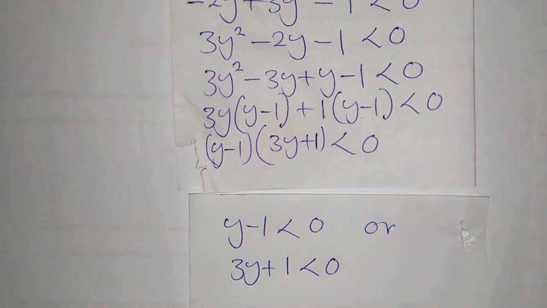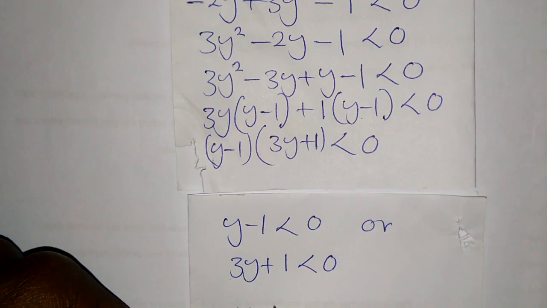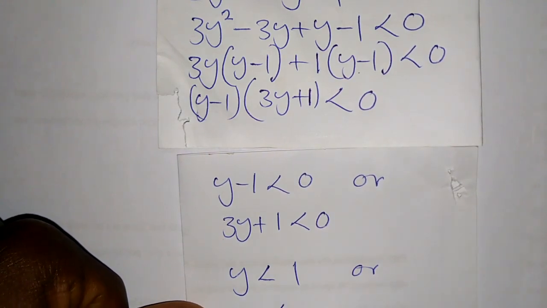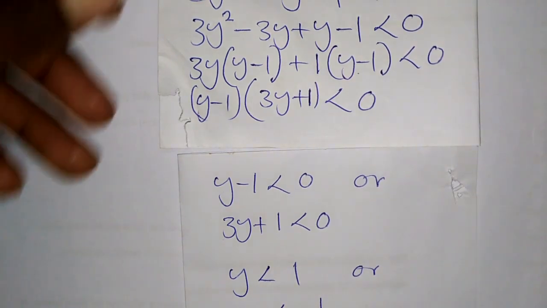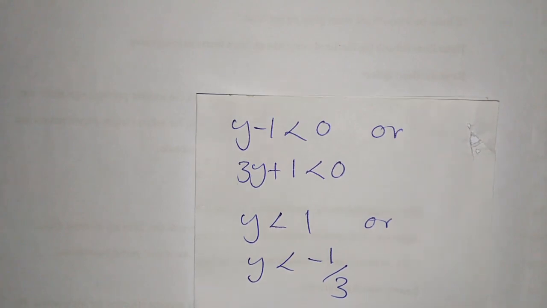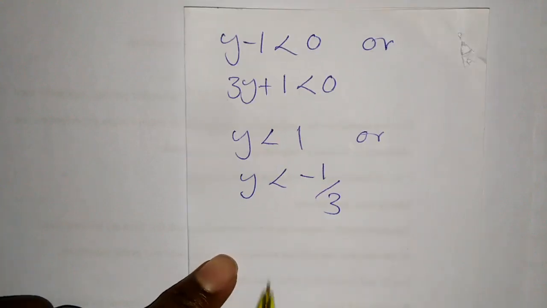Now, we have y less than 1, or y less than minus 1 divided by 3. So we have two values of y. We have y less than 1, and we have y less than minus 1 over 3.